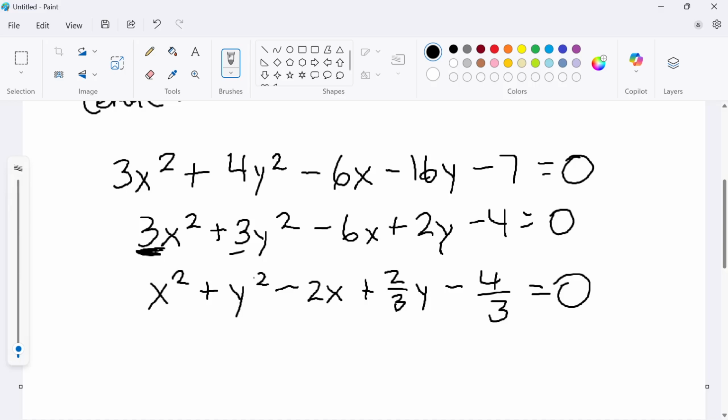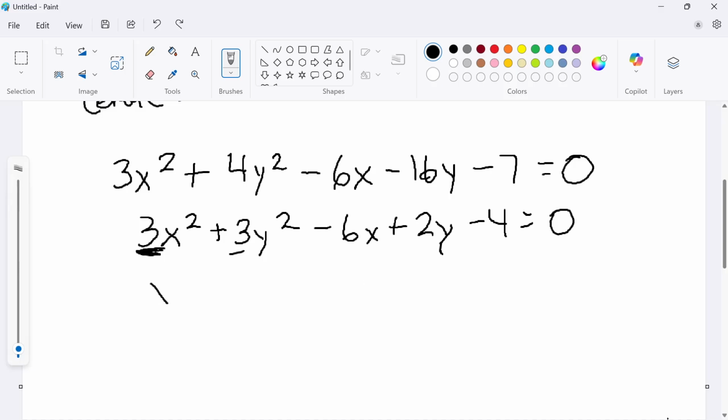Or even if it was minus, I know this is a hyperbola, and it still works out the same way, where I can just divide everything by 3. So you can either divide it all in front, if the number is the same but the signs are different, or the number is the same and the signs are the same, just divide it.